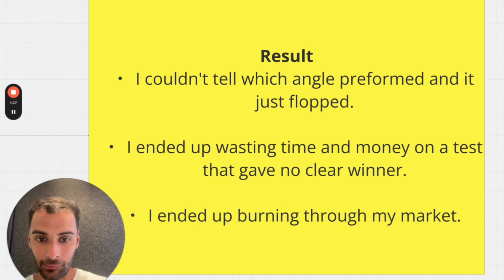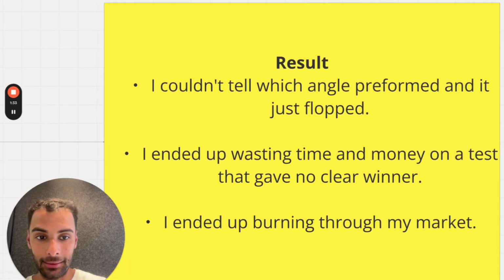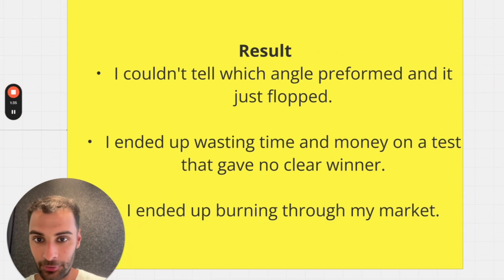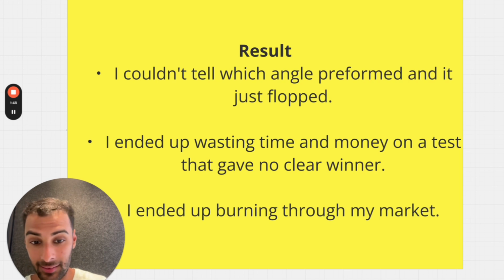Because those 3 variables there, subject lines, signatures, and minor tweaks in the scripts, are what most of you are probably doing, right? And most of you are probably in this first bucket here. You just can't really tell, you don't really have a clear picture on, okay, what angle is performing. And it just ends up being a flop. And you also end up wasting time and money on a test that gave no clear winner. Because that happened to me.